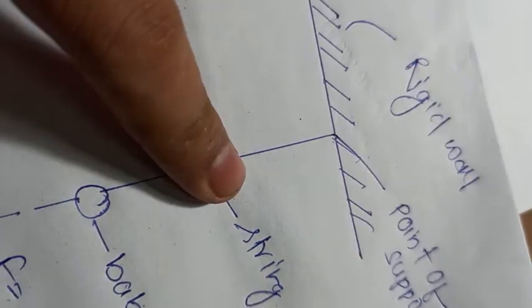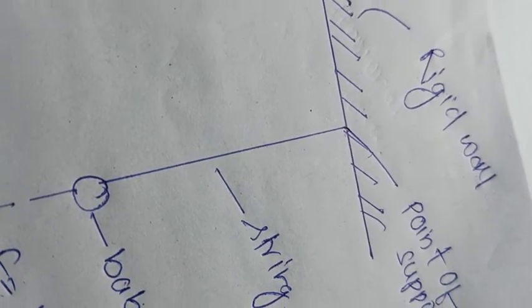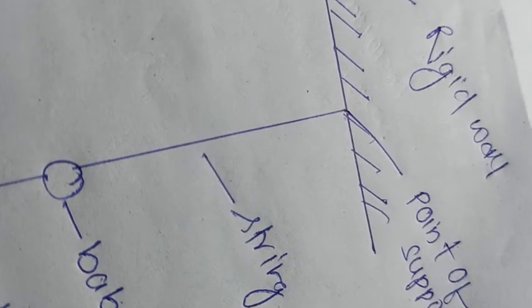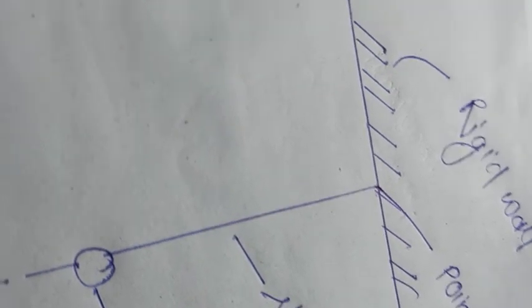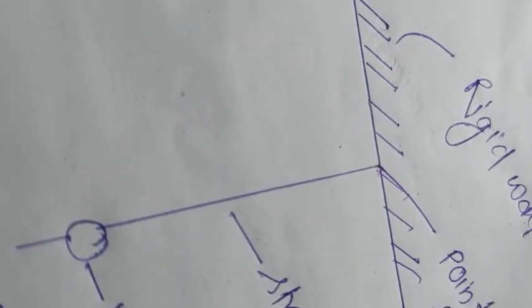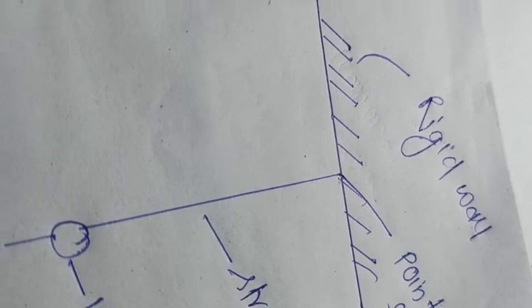And here we say massless. Why? Massless is considered because if you take the mass, then when you try to find the time, your problems will be more critical, meaning more complex. If you take massless, then it will be easier to find. That's why we take these conditions.